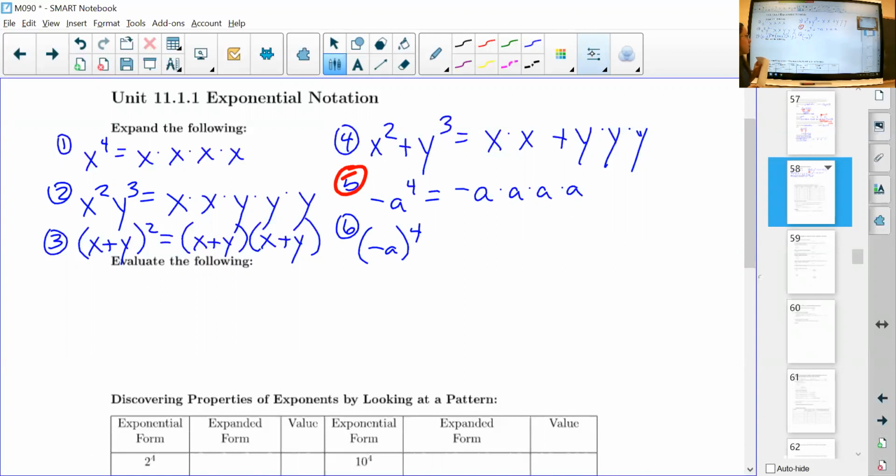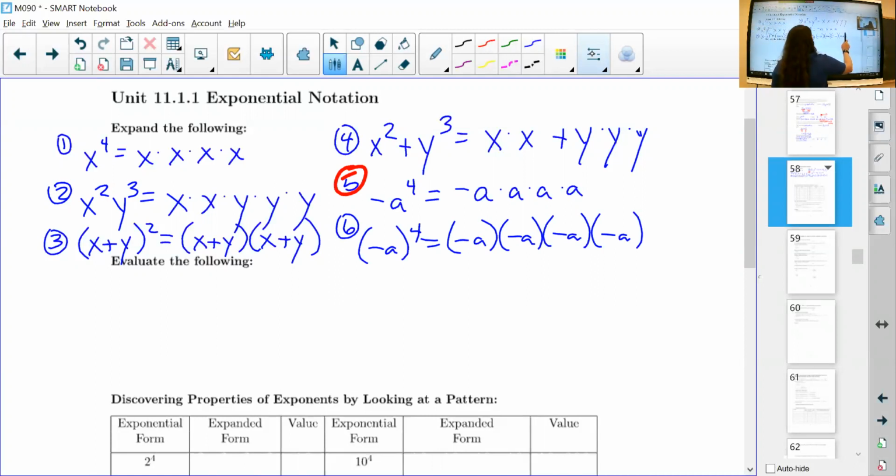If I had this though, add some parentheses. Well, parentheses trump everything, right? So order of operations says I'm going to take negative a and multiply it by itself 4 times. This is negative a times negative a times negative a times negative a. We've got an even number of negatives, and so it ends up being the same as a to the fourth. That looks confusing in parentheses. We'll just call it that.